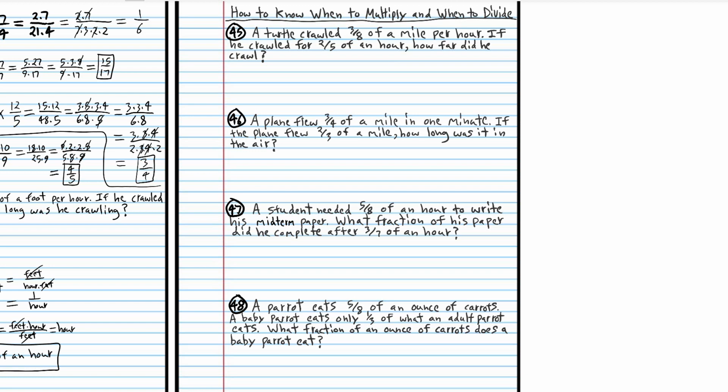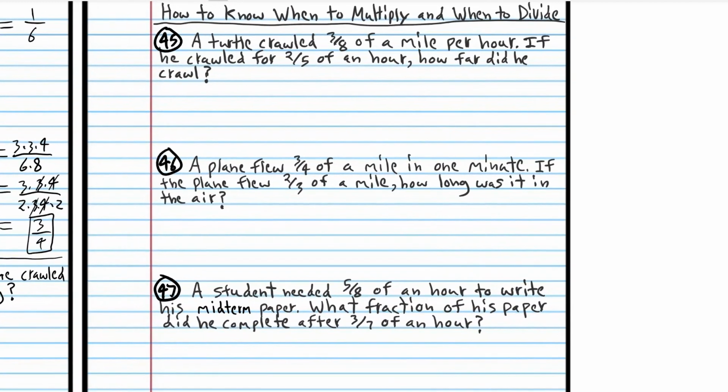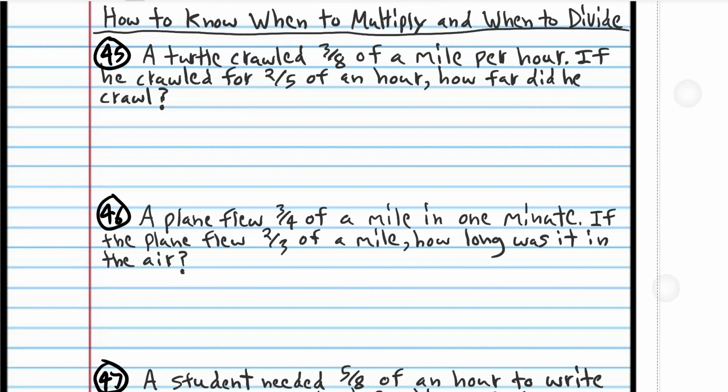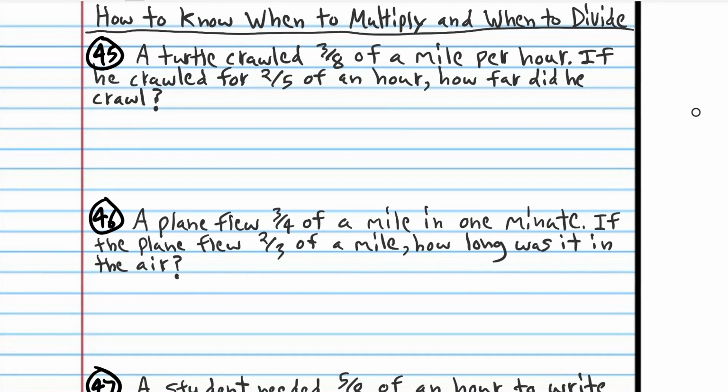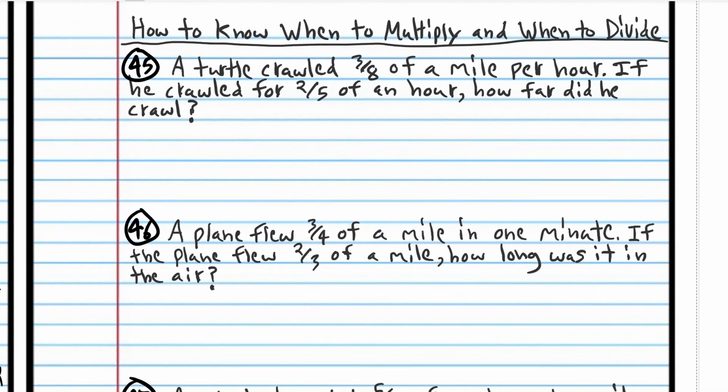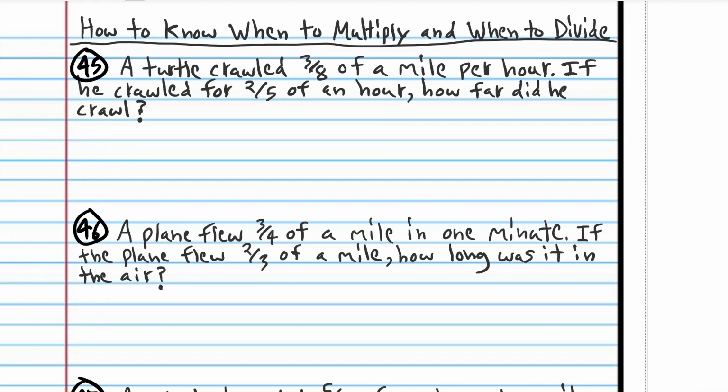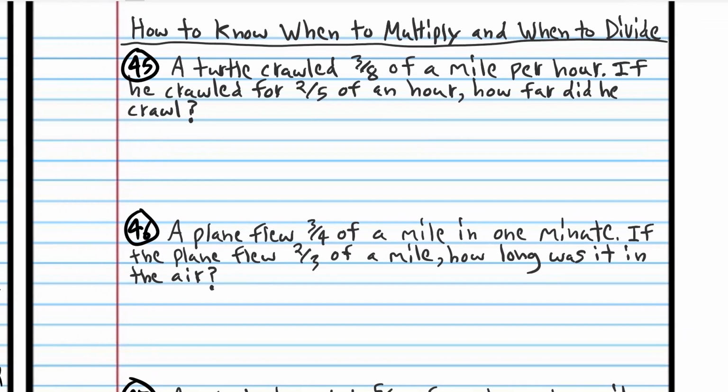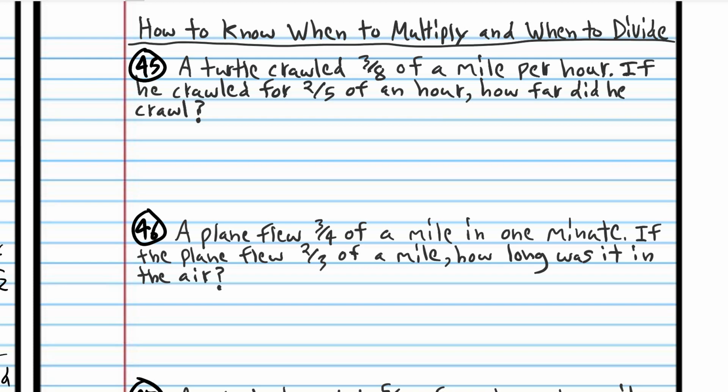All right, so let's use the factor labeling method to figure that out. I'm just showing you the method that everybody actually uses to figure out how to do these problems. If they didn't have this method, they would probably be lost. So you're doing it the same way that all the scientists and engineers and mathematicians in the world are doing it. Number 45, a turtle crawled 3/8 of a mile per hour. That's pretty slow. If he crawled for 2/5 of an hour, how far did he crawl? So we're looking for how far he crawled.